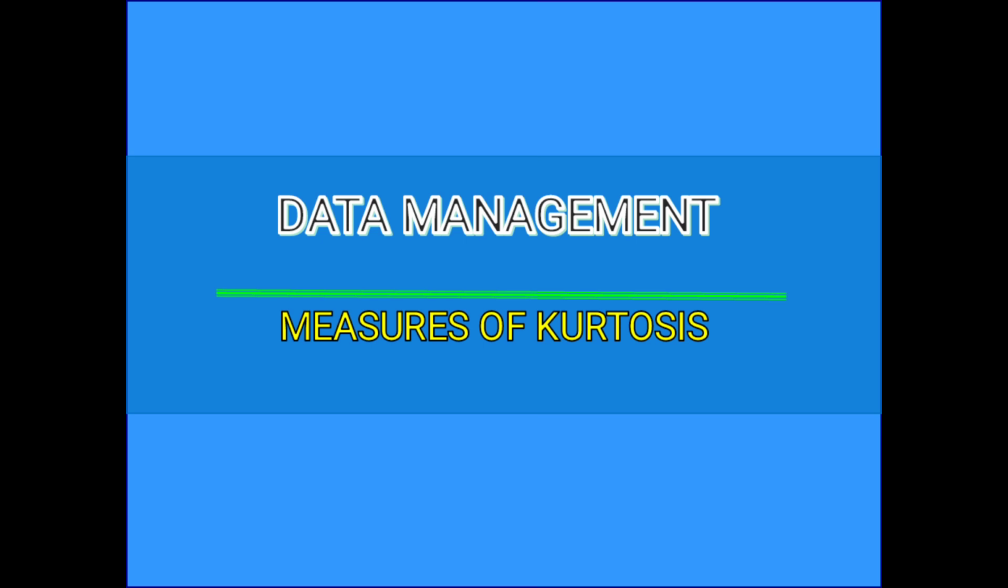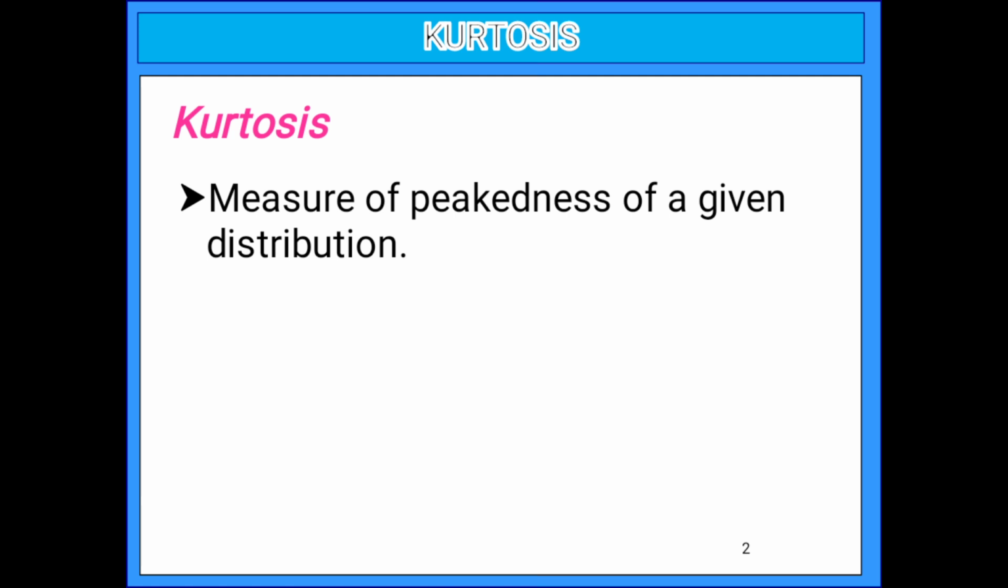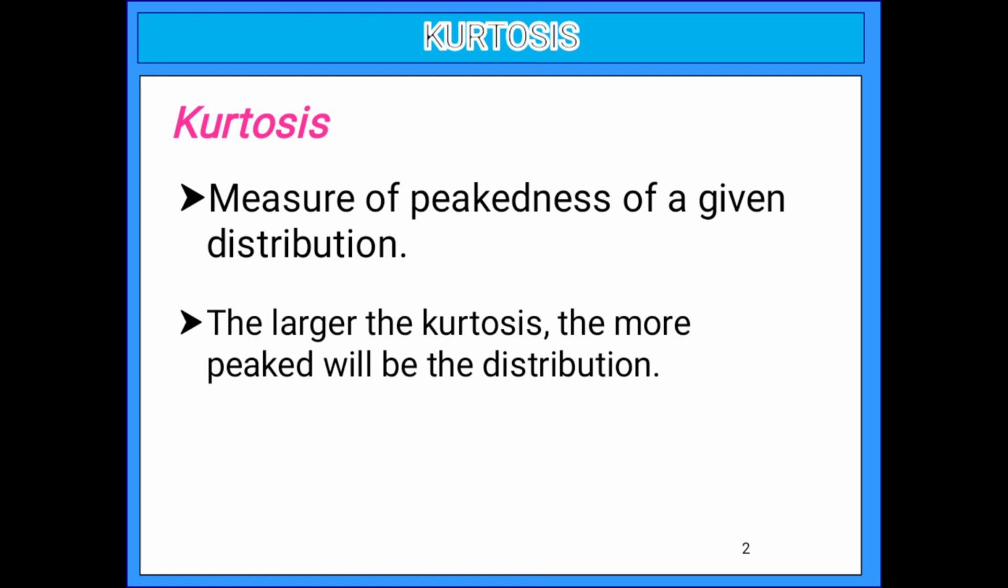So we need to know what kurtosis is, how to compute for kurtosis, and how to interpret the shape of the distribution given the measure of kurtosis. And first, top in line, of course, we need to take a look at the definition of kurtosis. Kurtosis is the measure of bigness of a given distribution. So it measures the degree of how much more or less big a given distribution is compared to the normal. And the larger the kurtosis, the bigger the distribution will be.